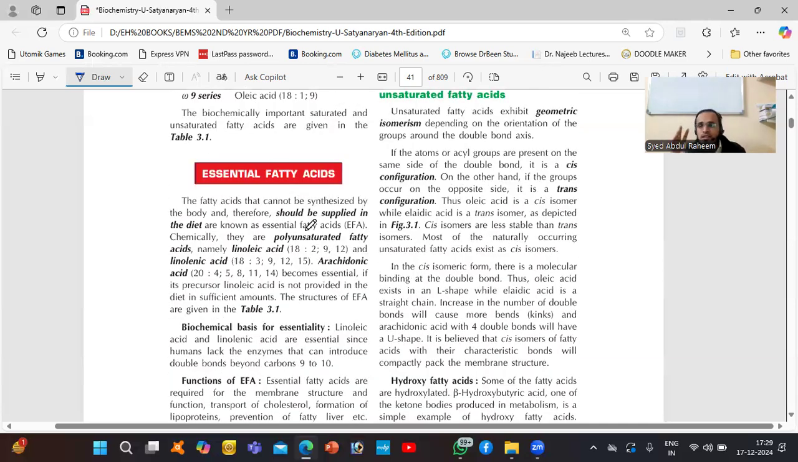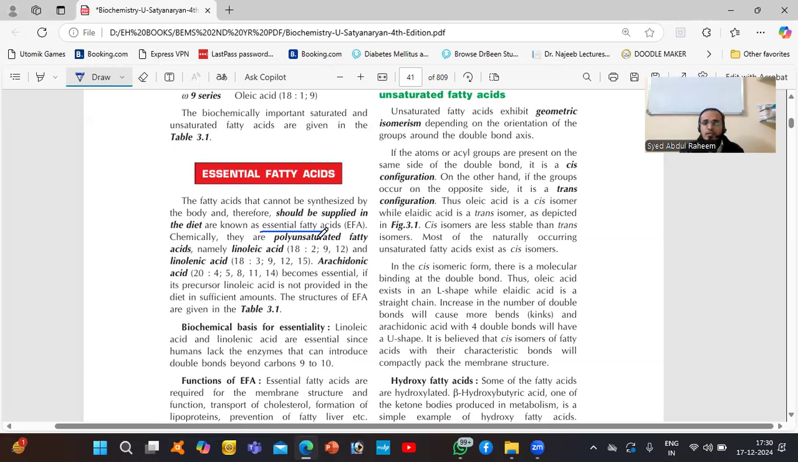So how many types of fatty acids are there? Saturated and unsaturated. This is the first thing to remember. And the second thing is the difference: saturated fatty acids have single bonds, while unsaturated have one or more double bonds. Fatty acids that cannot be synthesized by the body and therefore should be supplied in the diet are known as essential fatty acids.